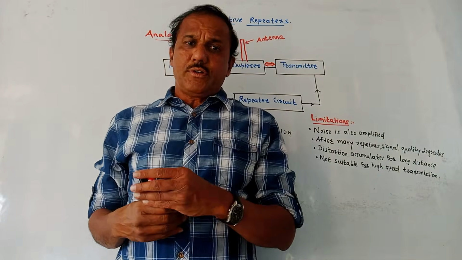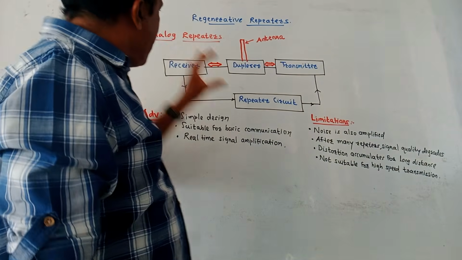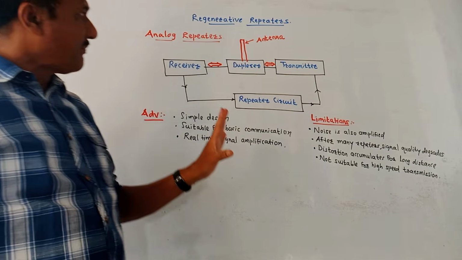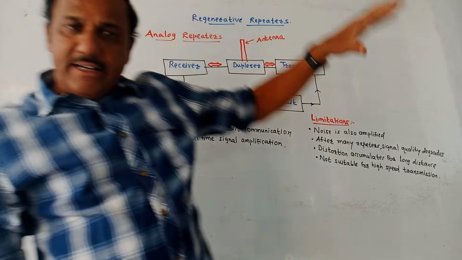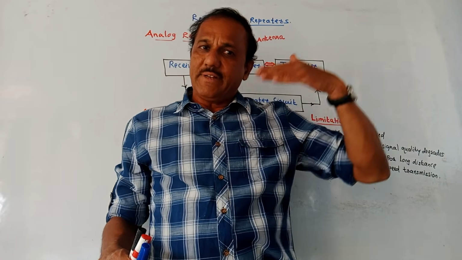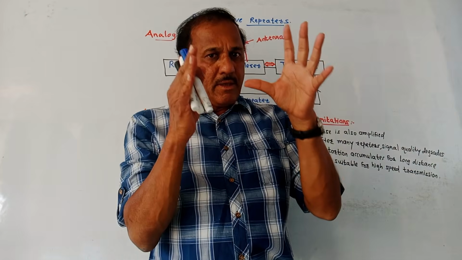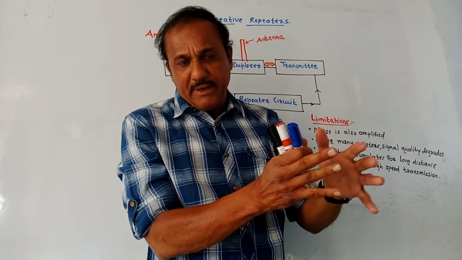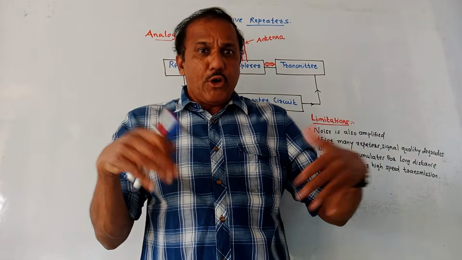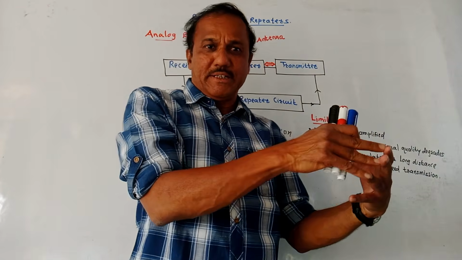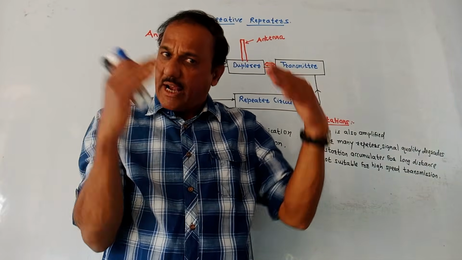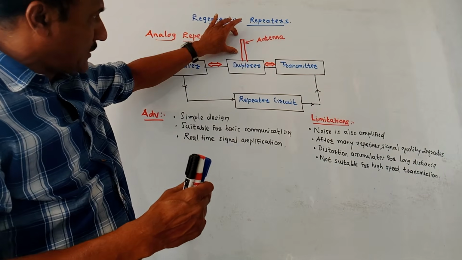Now, types of regenerative repeaters. The first type is analog repeaters. This is the block diagram of an analog repeater. This first part is the antenna. We are going to make use of a single antenna for transmitting as well as receiving the signal. Our main aim is, this is a repeater, so we have to accept the weak signal, modify and process it, and then retransmit it. Accepting and retransmission require an antenna, so the same antenna is used.